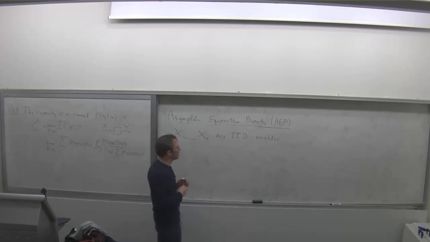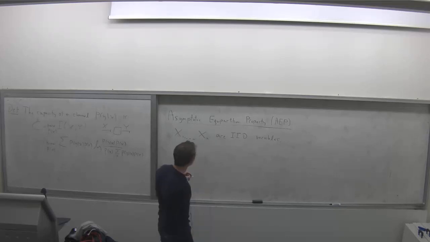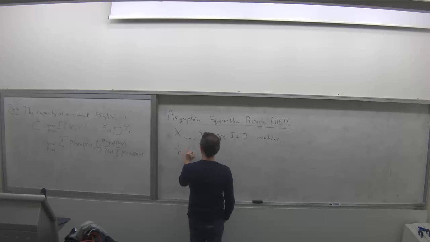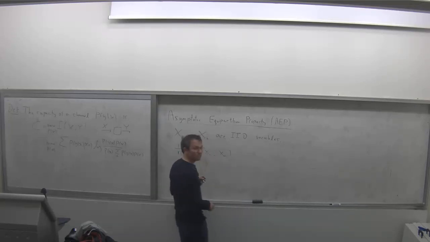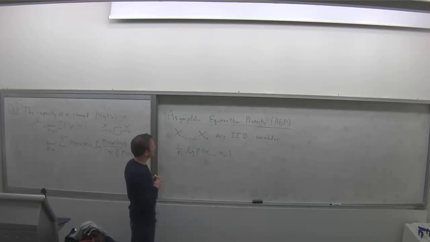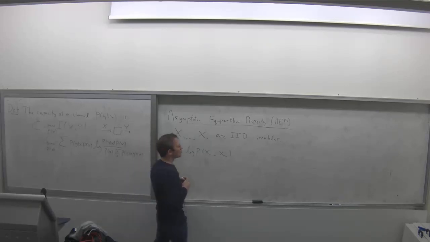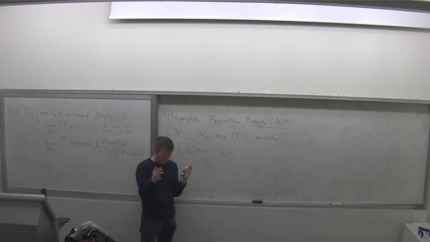So let's do a very simple exercise. I want to look at 1 over n log p(x1 to xn). How do we define "likely to see"? We want to count something that we don't know how to define. So what I want to get to is a set of sequences that will capture almost all the probability mass of x1 to xn. The way I'm going to do this is as follows.